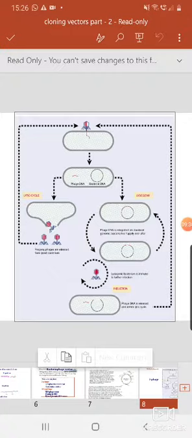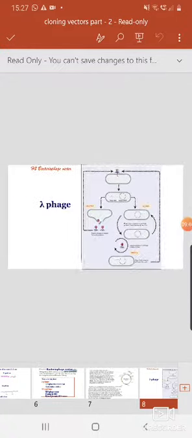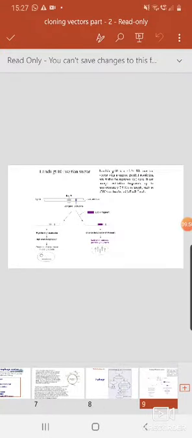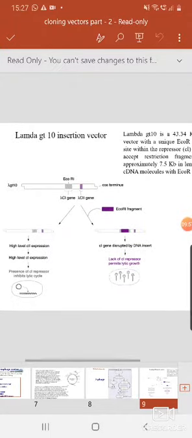On the other hand, in the lytic mode, it never gets integrated inside the host genome. Directly it will replicate and multiple viral particles will be synthesized. It will destroy the cell and come out. This is called the lytic phase. Now, based on these two phenomena, two types of vectors are commercially available. The lambda gt series are the insertional vectors. What is the meaning of insertional vector?